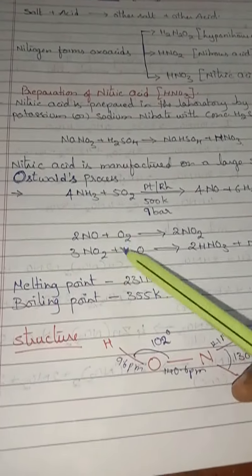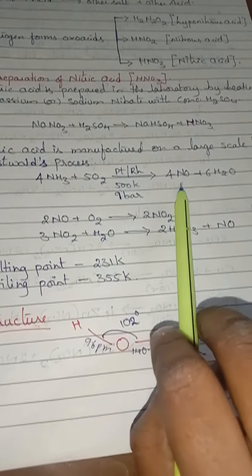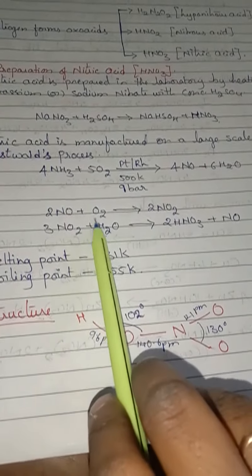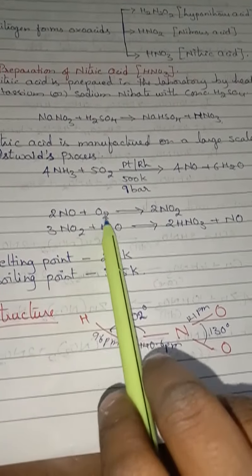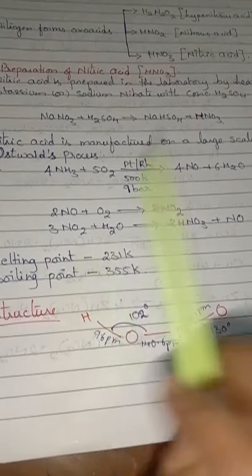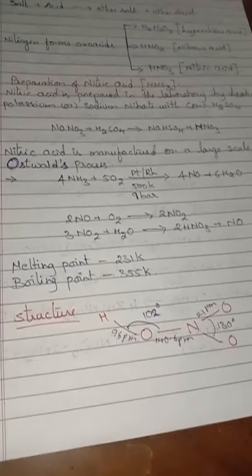Understand, children? 3 steps in Ostwald process. First, ammonia reacts with oxygen to give nitric oxide plus 6H2O, water molecules. This NO again reacts with oxygen to give 2NO2, and this NO2 again reacts with the water to give nitric acid, and again we are going to get back NO.